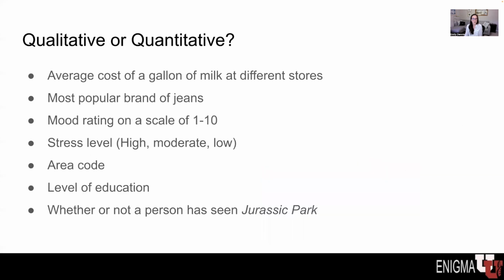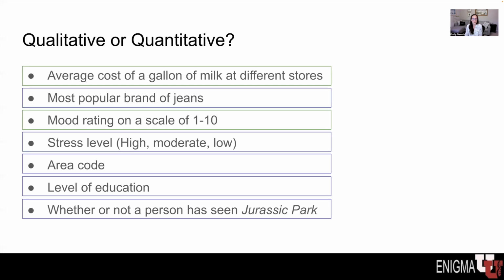So a few examples here. Which of these are qualitative and which are quantitative? We have average cost of a gallon of milk at different stores, most popular brand of jeans, mood rating on a scale of 1 to 10, stress level (high, moderate, low), area code, level of education, and whether or not a person has seen Jurassic Park. The ones that are green are quantitative and the ones that are blue are qualitative as they're expressed here.